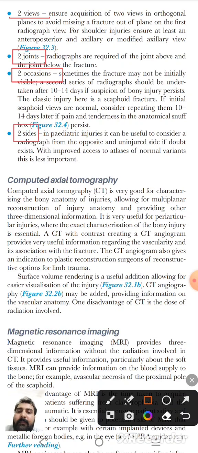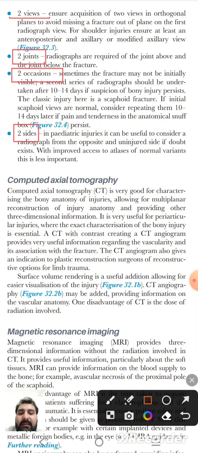Two sides. In pediatric patient, it can be useful to consider a radiograph from the opposite and uninjured side if doubt exists, because in pediatric patients, there are open physes which may mimic a fracture, and we can also get the X-ray of the contralateral limb to match the normal anatomy. With improved access to atlases of normal variants, this is less important now. Now we have atlases and a lot of X-rays available. So the need for the contralateral limb X-ray is now less important.